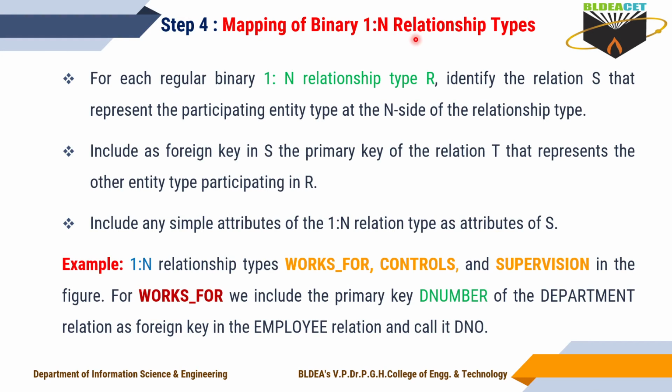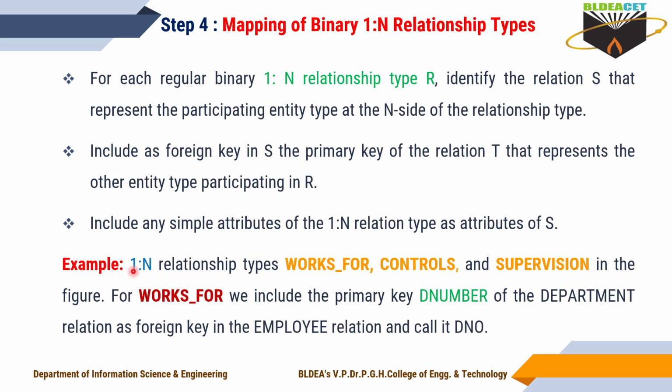Mapping of binary 1:n relationship types. For each regular binary 1:n relationship type R, identify the relation S that represents the participating entity type at the n-side of the relationship type. Include as a foreign key in S the primary key of the relation that represents the other entity type participating in R. Also include any simple attributes of the 1:n relationship type as attributes of S.